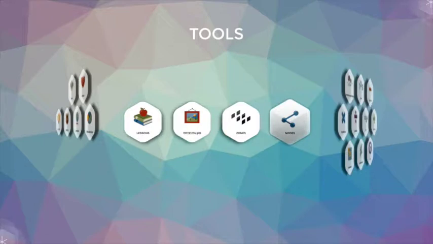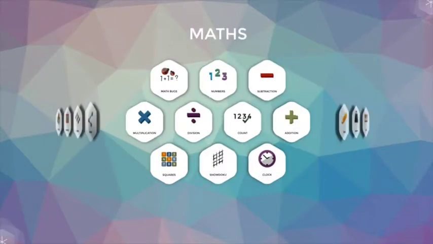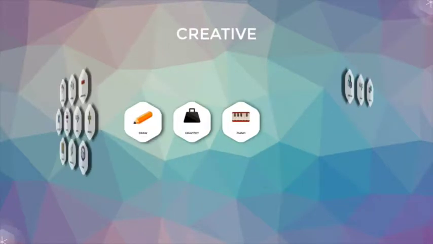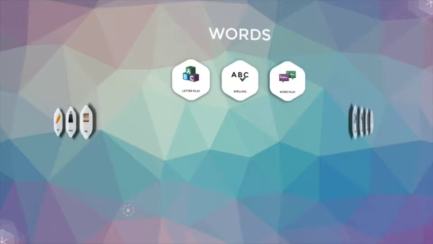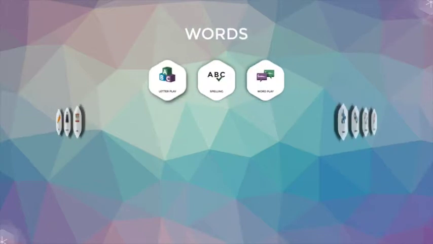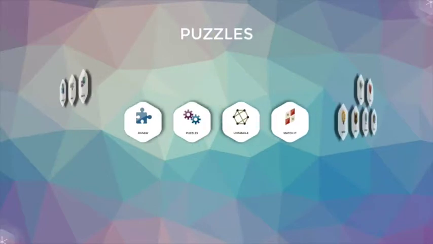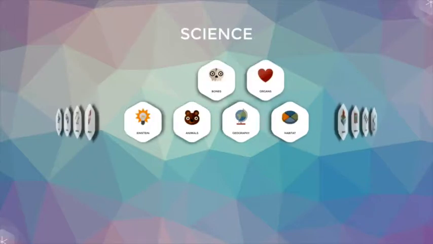So here I have the different categories. So we have the tools category, we have mathematics, we have creative, we also have different applications for grammar and spelling. Then we have a category for puzzles with turnkey applications with ready-made content. And then we have a science category as well, also with different applications.